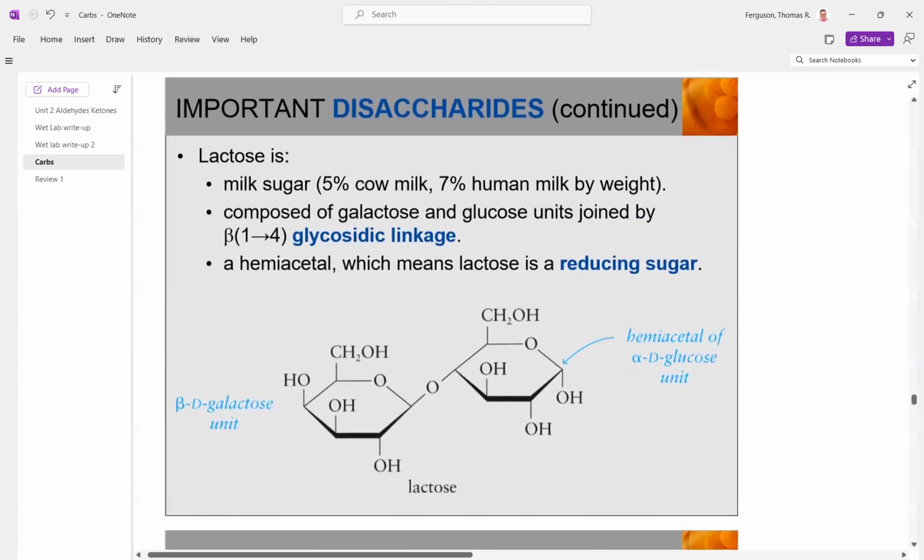Now, lactose is made up of galactose and glucose. So this is galactose over here. Notice the carbon number 4 hydroxyl group goes up, not down. And this is glucose over here. Notice the hydroxyl group is going down. Now, lactose is made up of galactose and glucose with a beta linkage.